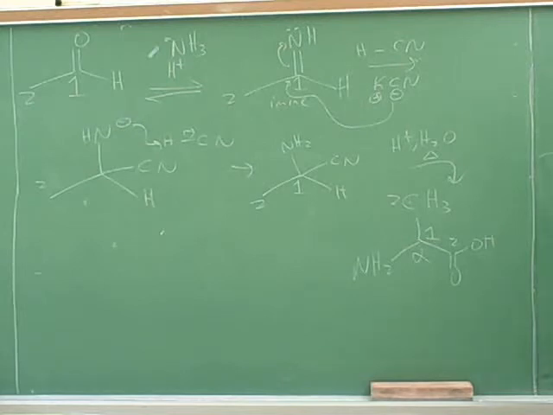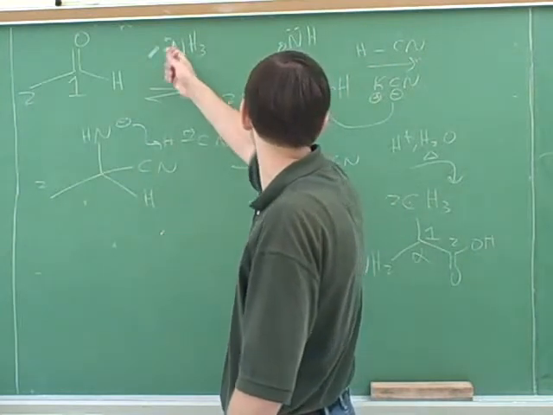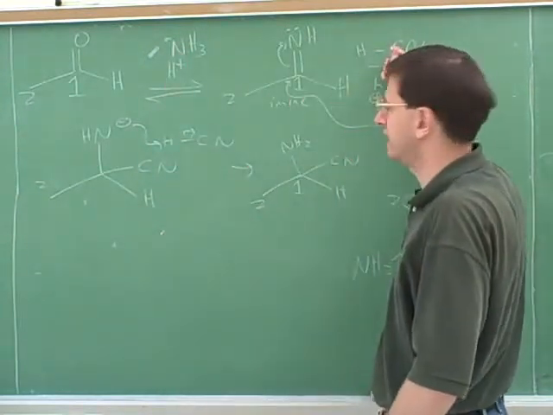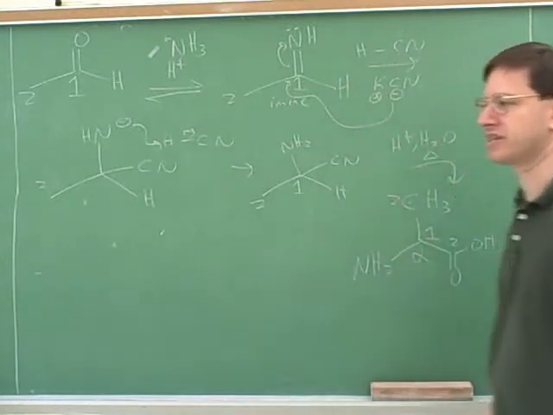So it's a 3-step process. Let's see. Step 1, form the imine. That puts in the nitrogen. Step 2, add the cyanide. And then step 3, hydrolyze the cyanide. Yeah, so it is a 3-step process. That's a good point.